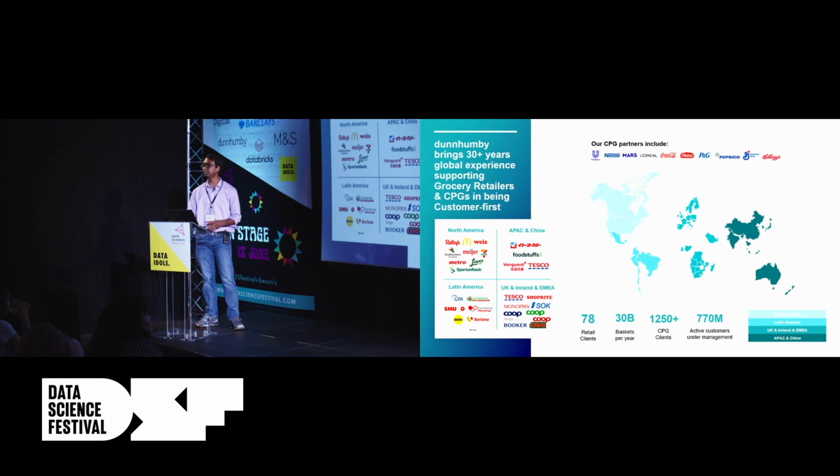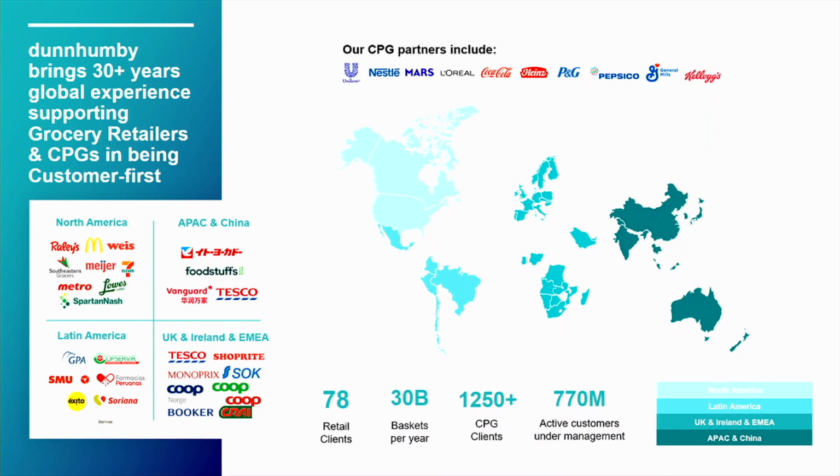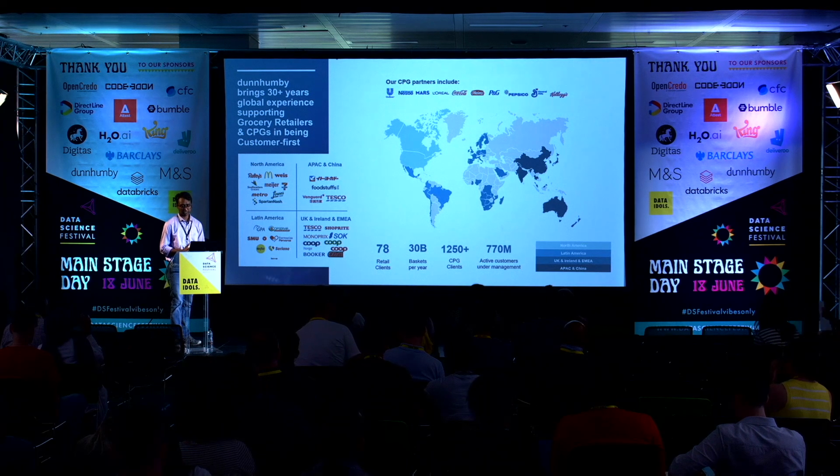So dunnhumby is a global customer data science company with presence in all continents, as you can see from the map, except probably Antarctica. We manage 770 million active customers through our 78 retail partners. We work with those retailers for different capabilities like price and promotion, category management, media, and customer knowledge. And we also work with global major CPG clients like Unilever, Procter & Gamble, Coca-Cola, etc.